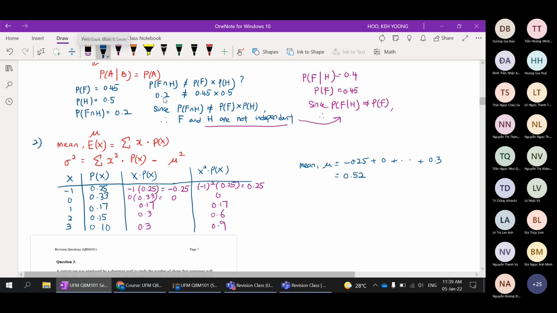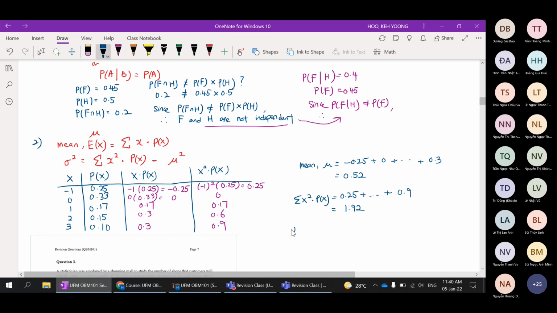Okay, so what is your total? Total x squared times px. So you add up the last column this time. 0.25 plus 0.25 plus 0 plus 0.17 plus 0.6 plus 0.9. So you get 1.92.